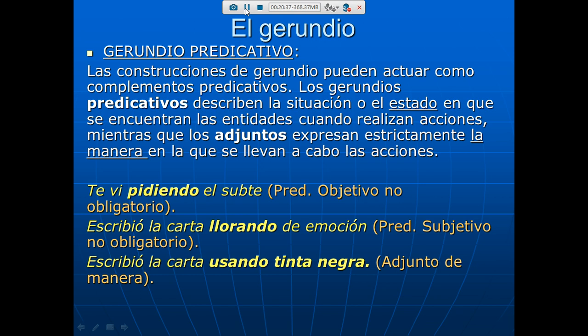Bueno, aquí es importante ver por qué escribió la carta llorando de emoción no es un adjunto o circunstancial de manera. Comparemos con escribió la carta usando tinta negra. Escribió la carta usando tinta negra es claramente un circunstancial o adjunto de manera porque expresa la manera, valga la redundancia, en cómo realizó la acción: usando tinta negra. En cambio, llorar no es la manera en cómo escribió la carta, sino es el estado en que se encontraba la entidad, el sujeto, cuando escribió la carta.